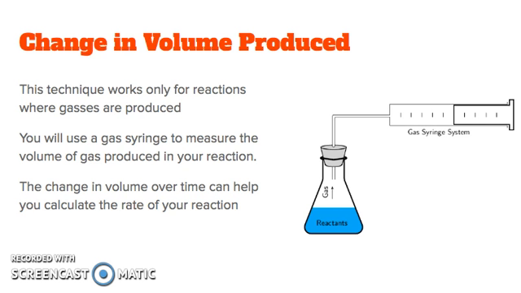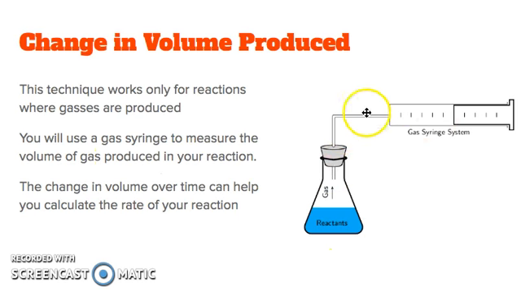over time. So it's always going to be the change in something over time. The change in volume, for example, the change in mass, the change in light emissions. So the first one is the change in volume over time. So this only works if your reaction produces a gas. So we can see that here there are reactants and they are producing a gas.